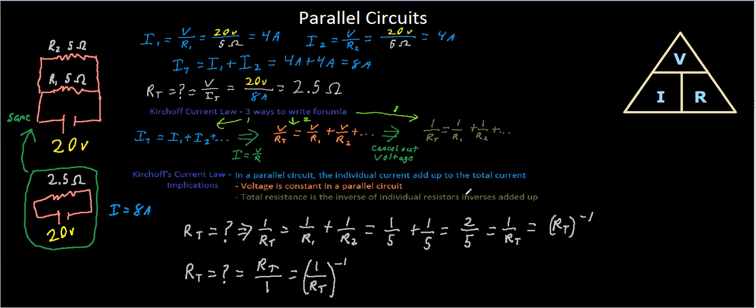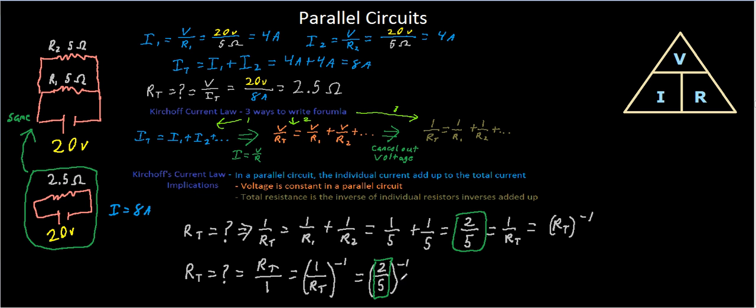It's the flipped fraction. And so we can actually just rewrite this to say that 1 over resistance total is the same as saying 2 over 5 to the -1, or in other words, the inverse of this. And where am I getting that from? Well, it's right here. 1 over resistance total equals 2 over 5. So that's where I'm actually plugging this in at.